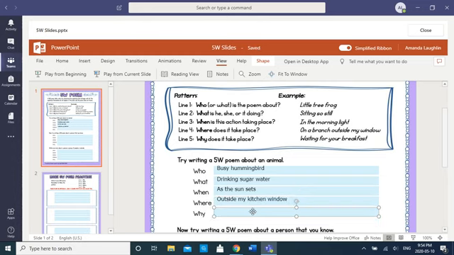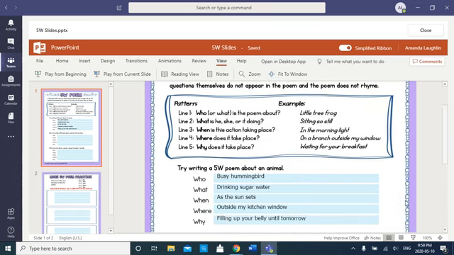And the last line, why does it take place? Well, this hummingbird needs to make sure that it is filled up. So I'm going to say filling up your belly until tomorrow. And then I would already have my first poem complete. And this poem reads, busy hummingbird, drinking sugar water as the sun sets, outside my kitchen window, filling up your belly until tomorrow.